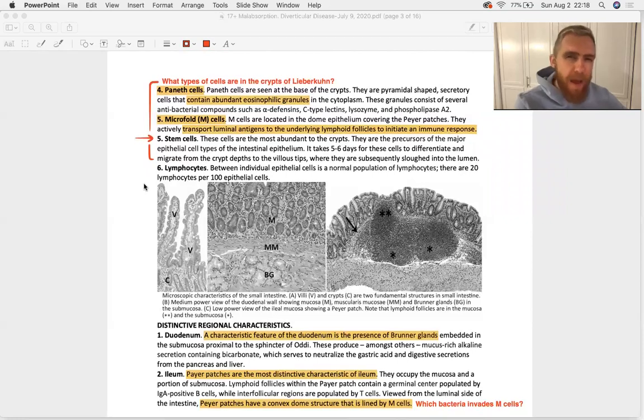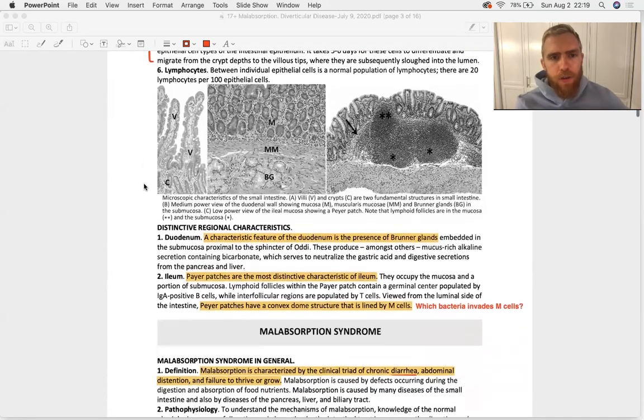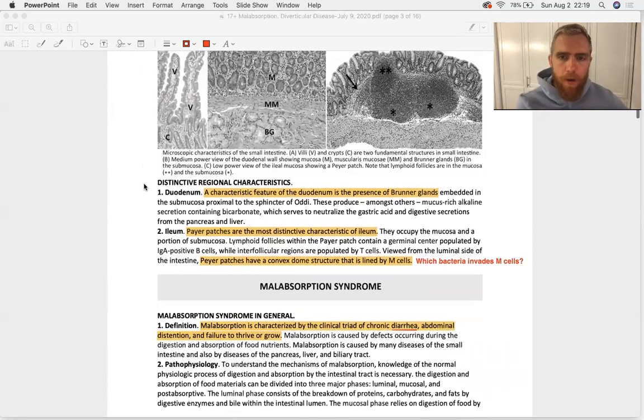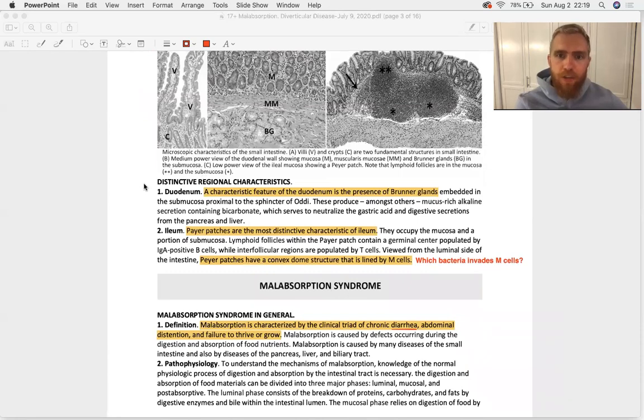So there's a particular type of bacteria that likes to infect M cells. Can you think what that is? That would be Shigella. And then finally, deep down in your crypts of Lieberkühn, you also have stem cells, and those are the ones that will replenish your goblet cells and enterocytes naturally, a 5 to 6 day process. Lymphocytes are ever prevalent throughout the small intestine. Again, they're most concentrated in the Peyer's patches of the ileum, but they multiply in Peyer's patches and disperse throughout the length of the entire small gut.